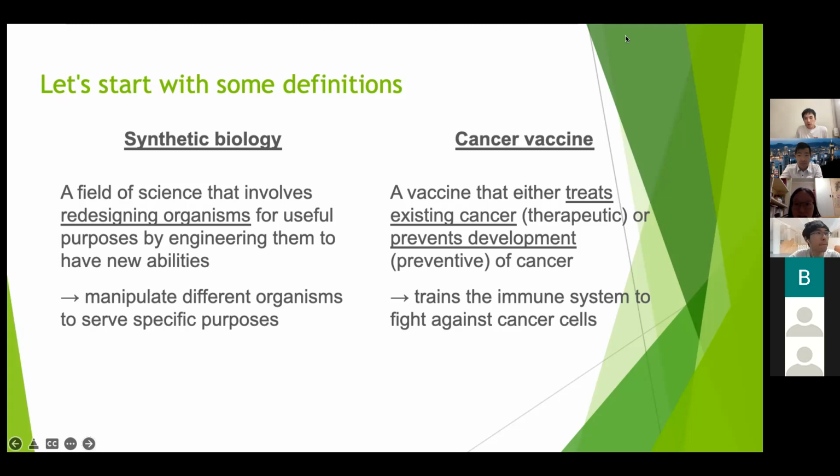And in the context of cancer treatment, synthetic biology is usually used to produce cancer vaccines. Unlike the vaccines for other infectious diseases, cancer vaccines aim to train our immune system to recognize the tumor cells so they can fight against the malignant cells specifically.